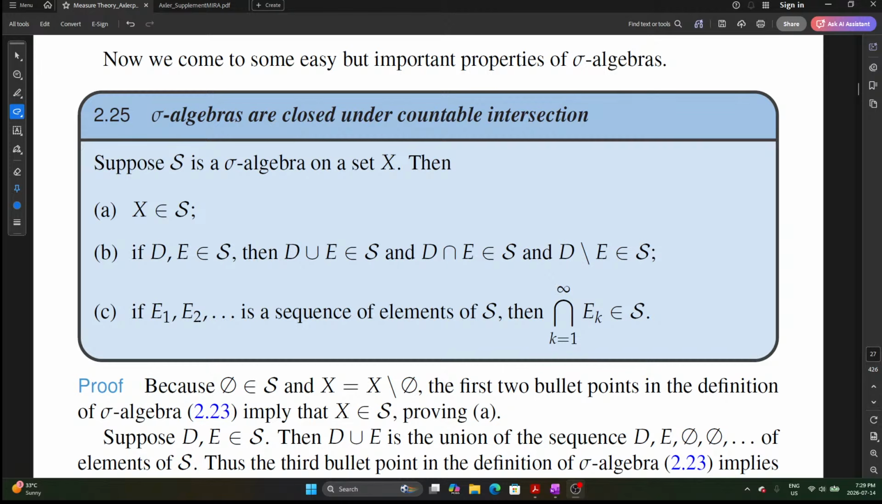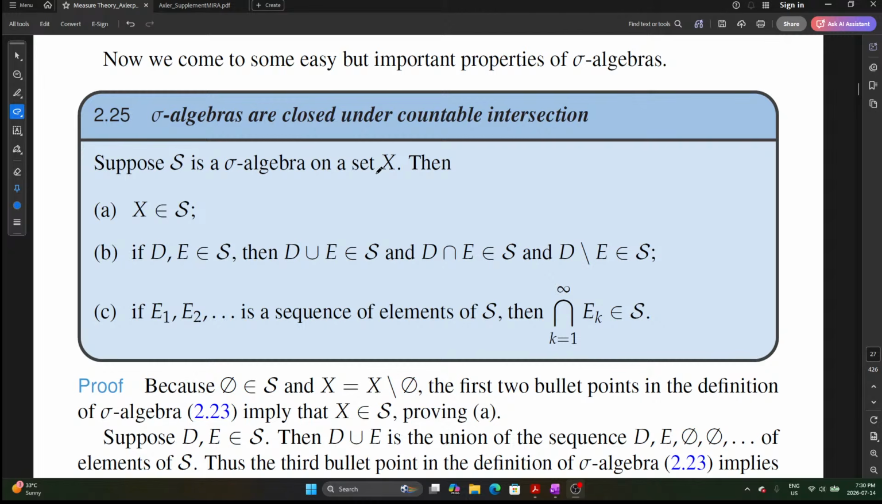Suppose S is a sigma algebra on a set X. Then A: X is in S. Well, this is something we already mentioned. B: if you have D and E in S, then the union of D and E, the intersection of D and E, and the difference set D minus E are in S. So that's nice.